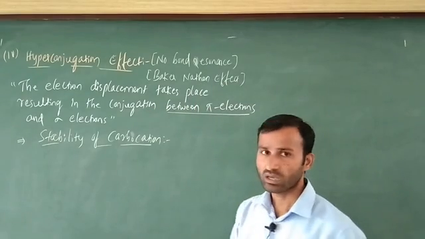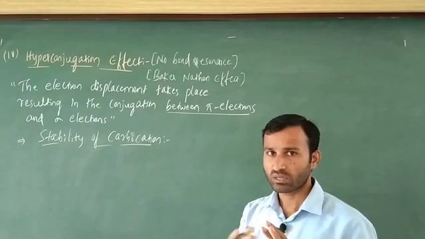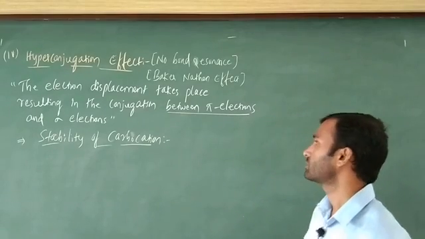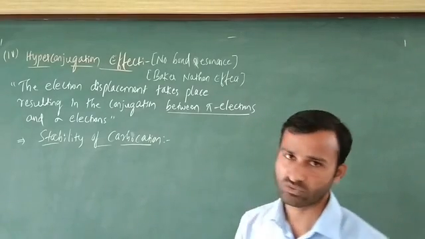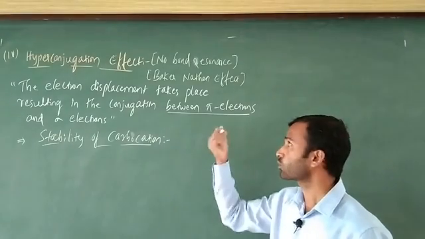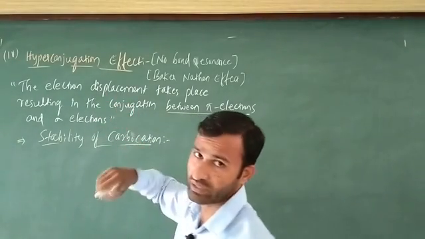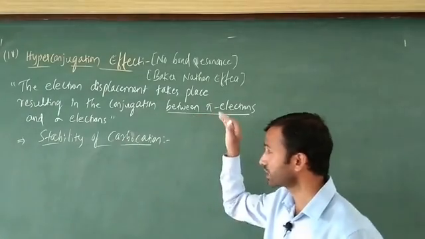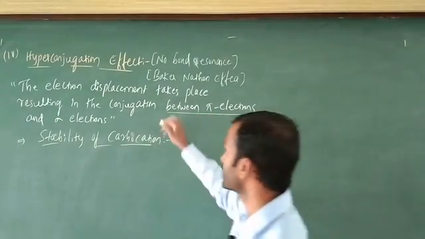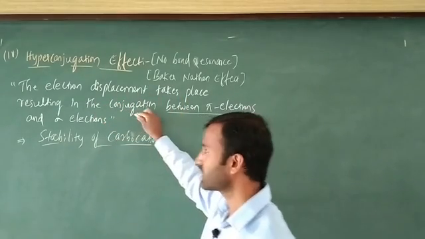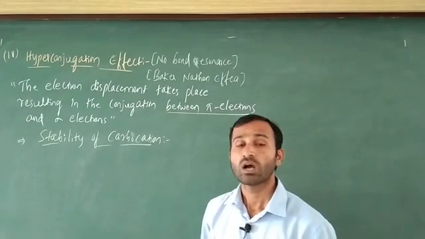In this case, there is a bond that is not there, meaning there must not be a bond present. That indicates no bond resonance. I will show you how no bond resonance takes place. In every type of effect there must be electron displacement. The electron displacement takes place, resulting in the conjugation between pi electrons and sigma electrons.